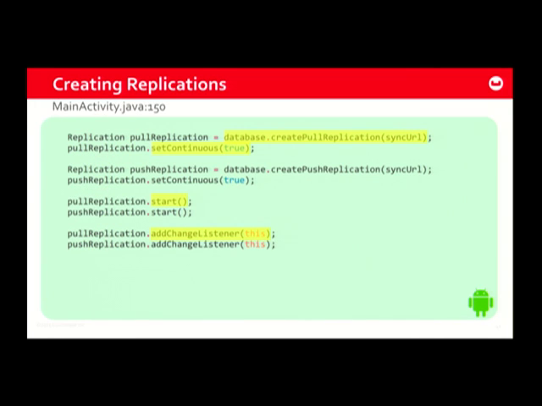The Android code is really almost exactly equivalent. It's just that it's in Java instead of in Objective-C. So we create pull replication, set continuous, start. And we just call an add change listener to pass the receiver in to get the notifications.